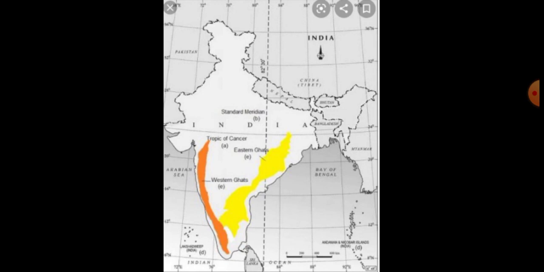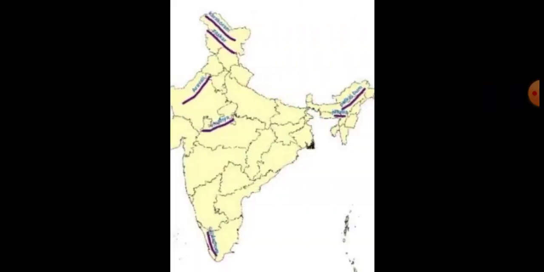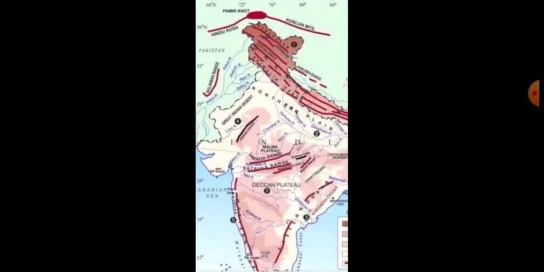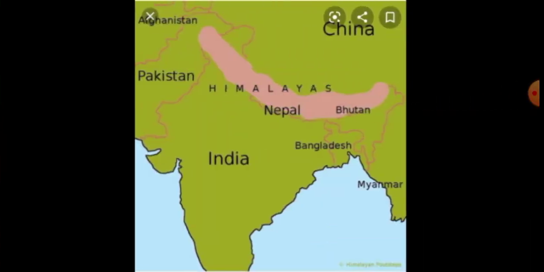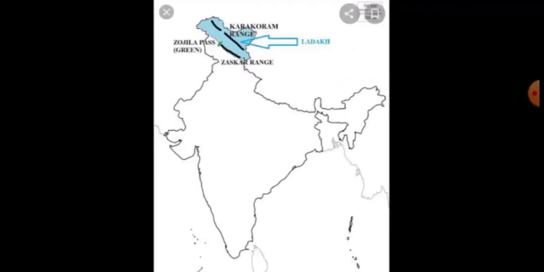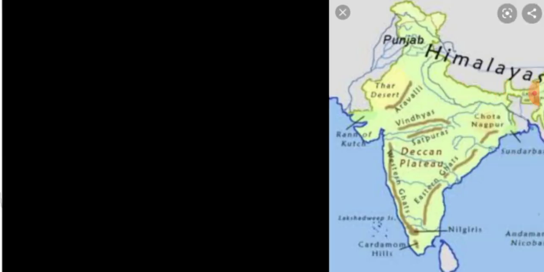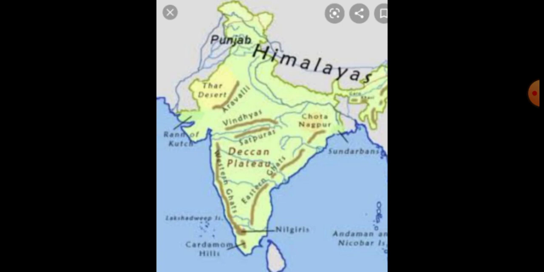Okay, totally I gave some maps. First map: Western Ghats and Eastern Ghats. Second map: Patkai Hills. Next map: Pamir Knot and Hindu Kush. Next map: Himalayan mountain. The next map: Karakoram, Ladakh, Zaskar. Next map: Aravalli, Vindhya, Satpura. These maps you have to do. No need to put color. Only with the help of a pencil you have to do these maps and keep them in the file, and also you have to learn all these maps. Okay, students.